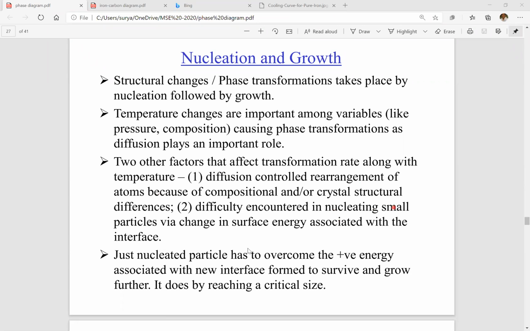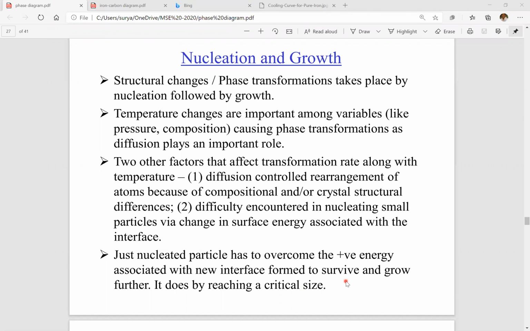The second factor is the difficulty encountered in nucleating small particles. There may be some very small particles in the crystal structures, and difficulty may be encountered in nucleating them. This depends largely on the change in surface energy associated with the interface. A just-nucleated particle has to overcome the positive energy associated with the new interface to survive and grow further, and it does so by reaching a critical size.